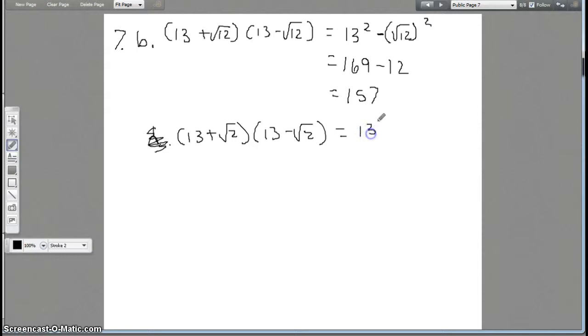First term squared, that's 13 squared, minus square root of 2 squared. This is going to be 169 minus 2. And our answer is 167. I'm sorry, I copied down the problem incorrectly. It's supposed to be a square root of 2, not a square root of 12. That was just incorrect copying.